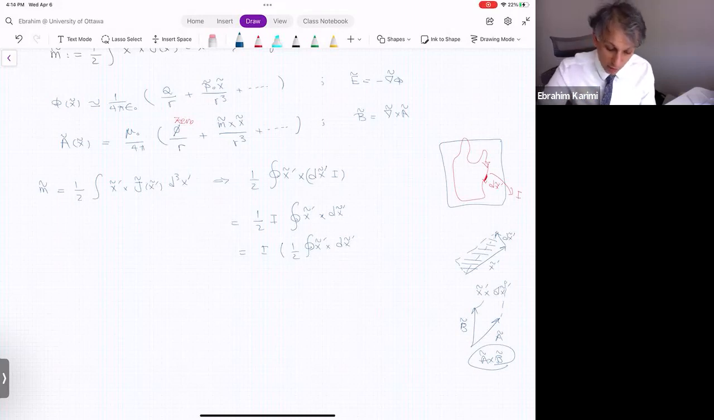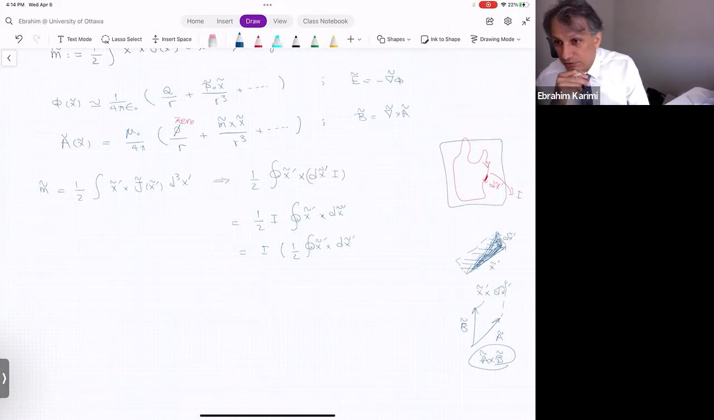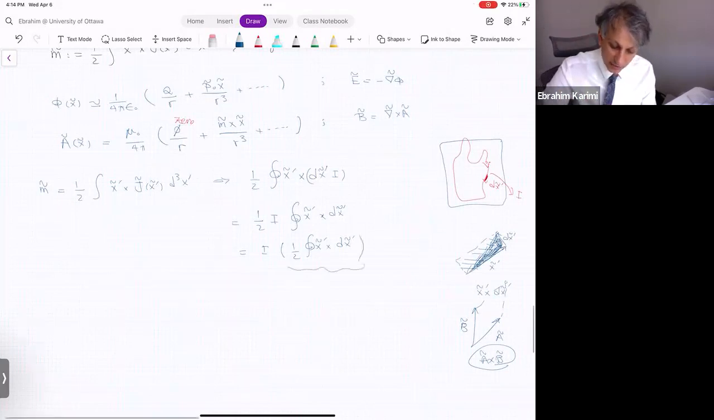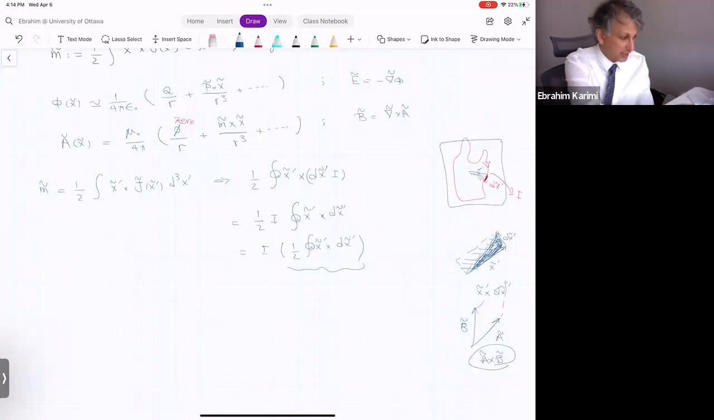And what about 1/2 of these? 1/2 of this is essentially that small shaded area here, by this triangle. So 1/2 of x prime cross dx prime, if you assume that that's x prime and that is dx prime, essentially shows us that shaded area here. And if you do the integration over the entire dx prime, that will be the entire surface that you see here.